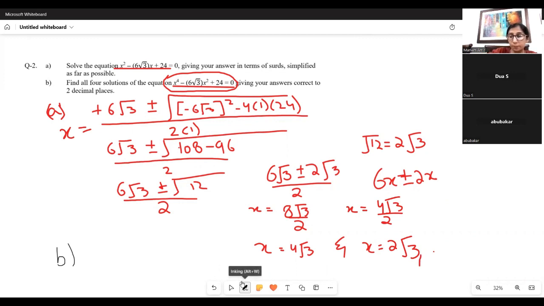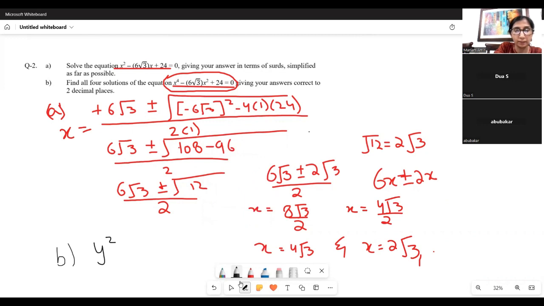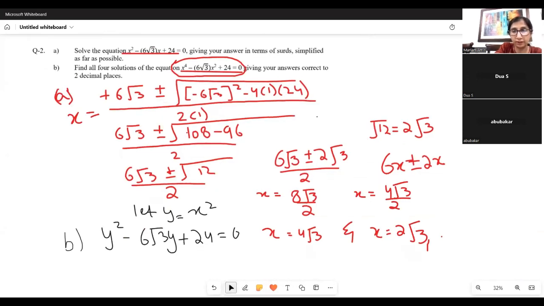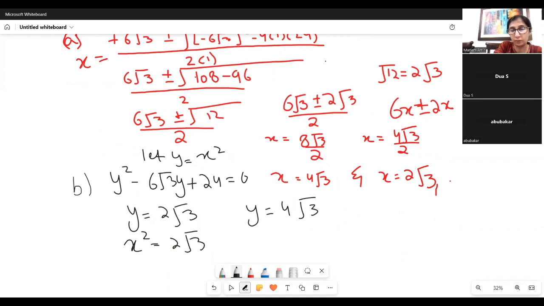So I'm writing for B: y square minus 6 under root 3 y plus 24 equals 0, because we did let y equals x square. And we've already solved the equation in part A. So the two answers for y are the same, 2 under root 3 and 4 under root 3. And y will be replaced with x square equals 2 under root 3 and x square equals 4 under root 3.